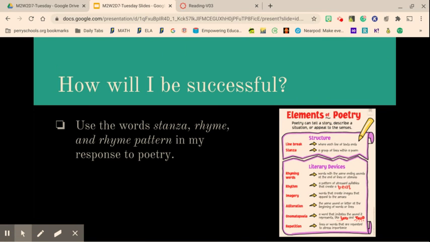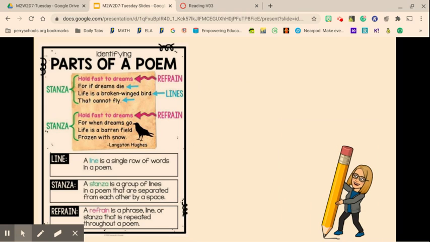Okay, so we're going to be successful when we can use the words stanza, rhyme, and rhyme pattern in your response today. So those are the three words that we're going to be focusing on today. All right, so looking at this, we're going to identify parts of a poem. Now, on this small poem right here, I can see that it is broken down into two stanzas. So two groups of lines.